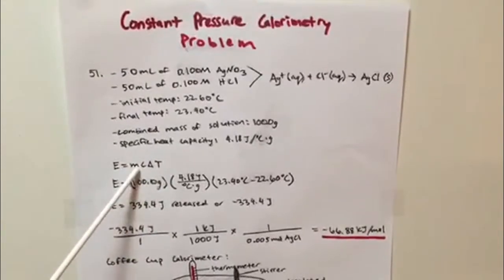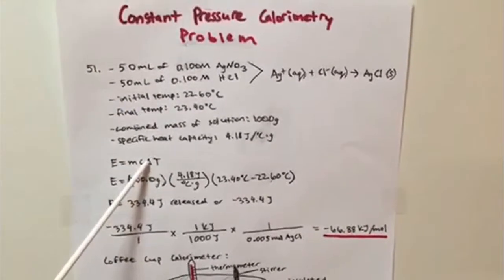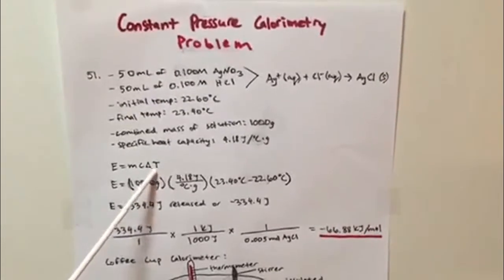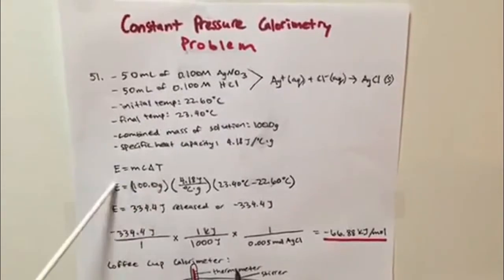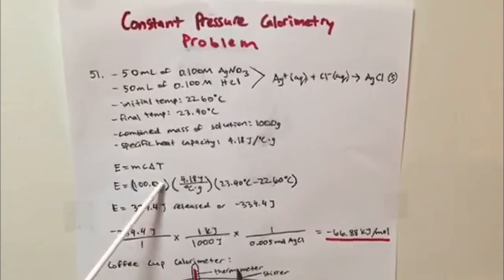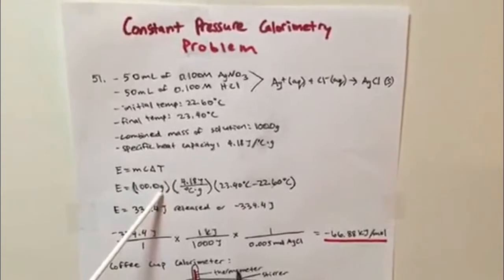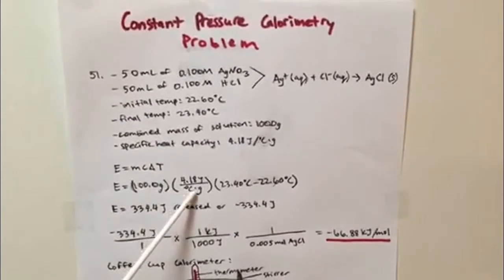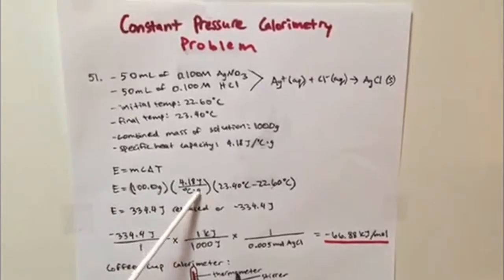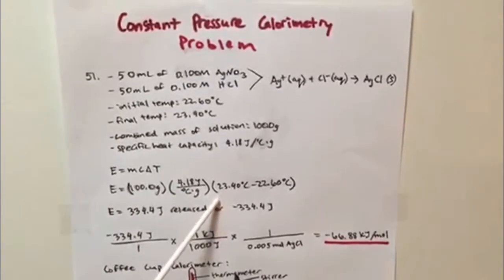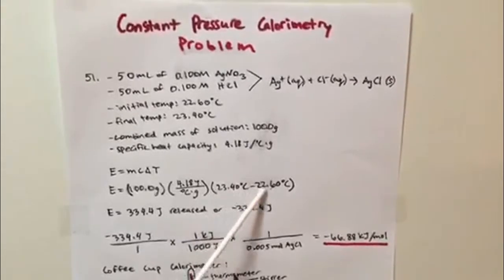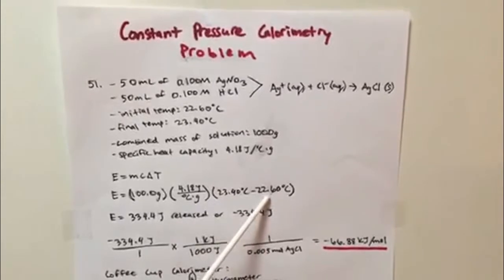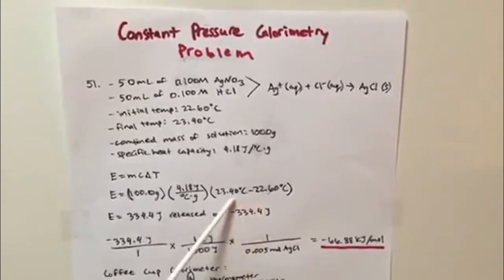So the heat is equal to the mass in grams times the specific heat capacity times the change in temperature. So we are given all this information. The q is equal to 100 grams because the combined mass of the solution is 100 grams, times the specific heat capacity of 4.18 joules per degrees Celsius times grams, and then times the change in temperature. So the final minus initial, final being 23.4 minus initial 22.6, which will be 0.8 degrees change.